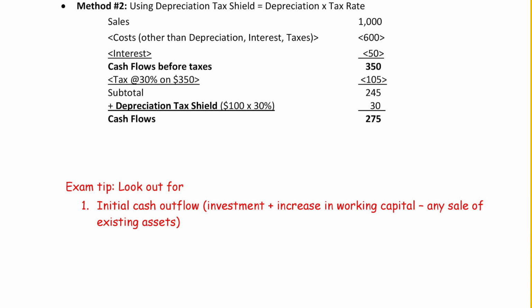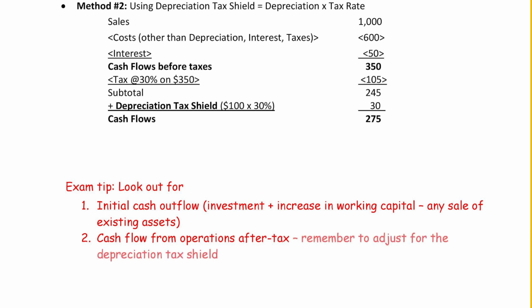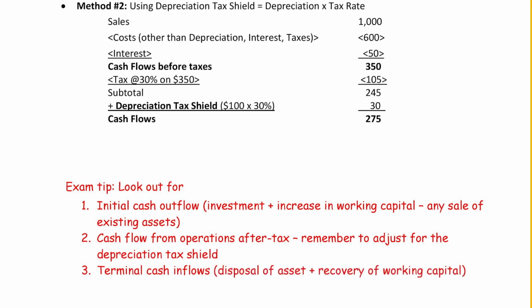Number 2, then we're looking for cash flow from operations after tax. And right there, remember to adjust for the depreciation tax shield. You could very easily do it by subtracting depreciation before you calculate taxes, and after you calculate earnings after tax, add back depreciation. Then number 3, terminal cash inflows, within brackets disposal of asset plus recovery of working capital.